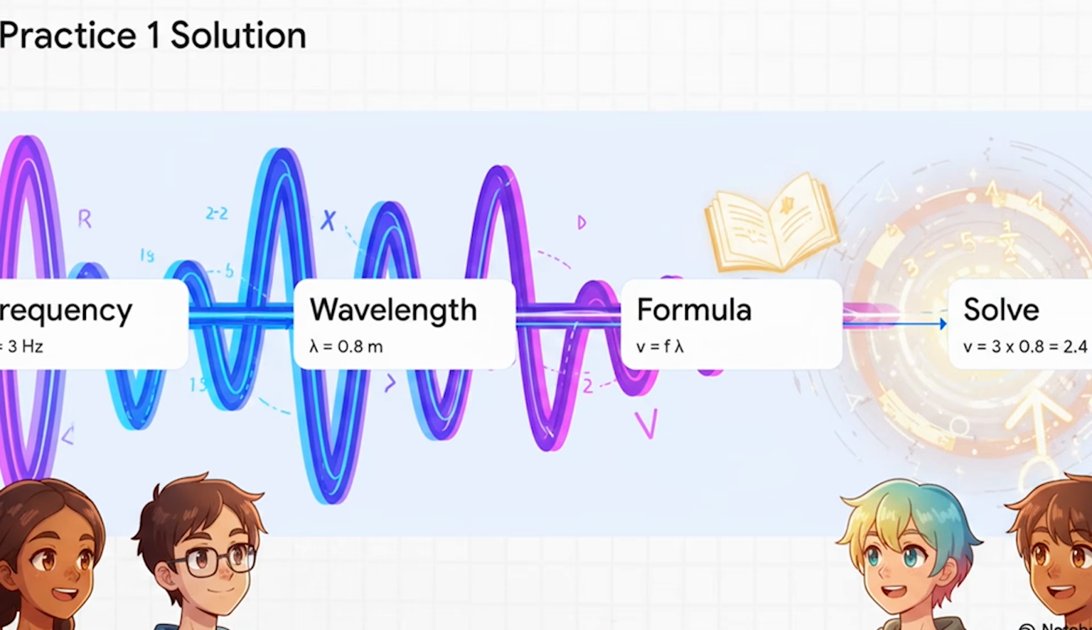Step 1, we identify frequency. F is 3 Hz. Step 2, distance between successive crests is really just a fancy way of saying wavelength, or lambda, which is 0.8 meters. Step 3, we apply our formula V equals F times lambda. Step 4, we multiply 3 by 0.8, which gives us a speed of 2.4 meters per second. Wonderful effort. If you got that right in your head, you are doing absolutely great.